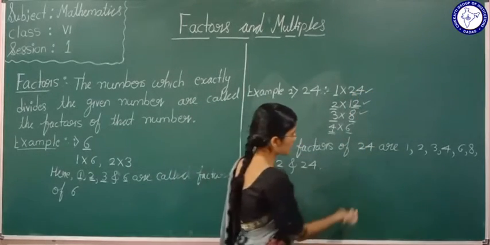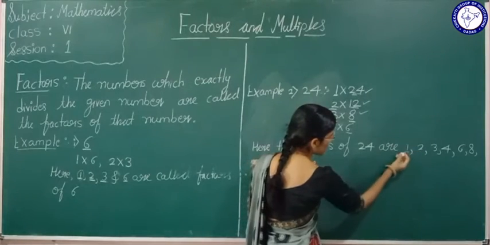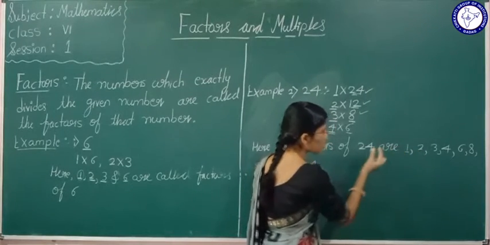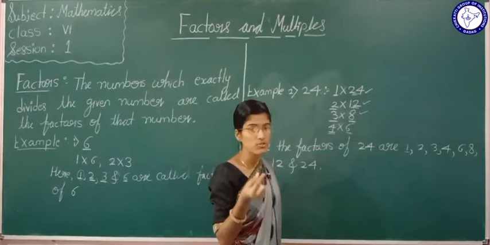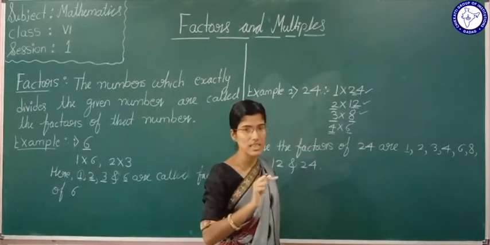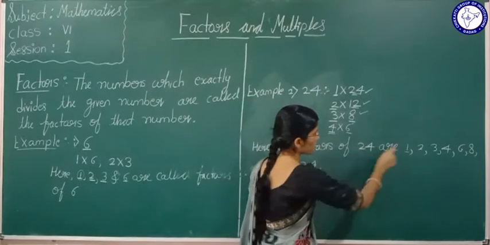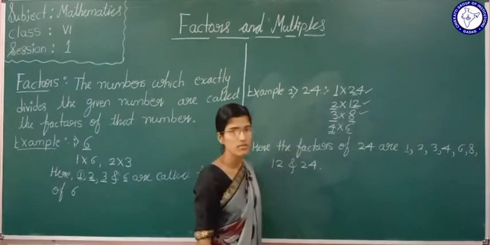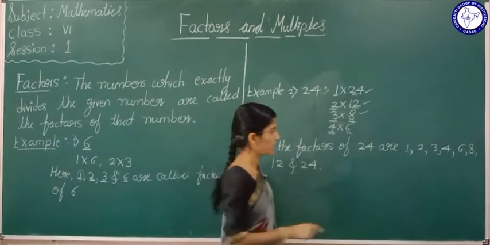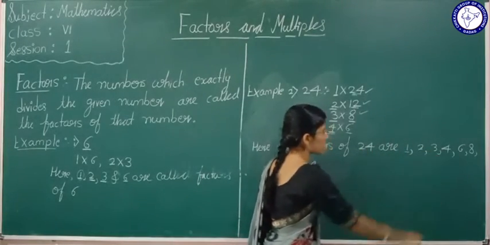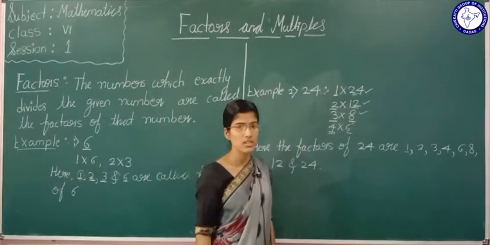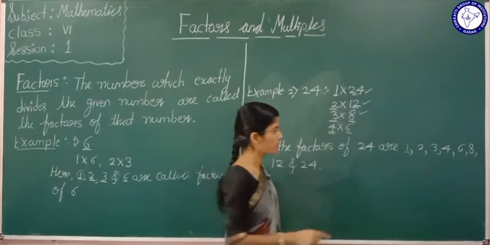Say why I am telling these numbers as the factor? Because if you do 24 divided by 1, what are we getting? 24. Remainder we are getting 0. If you do 24 divided by 2, we are getting 12. Remainder will be 0. If you do 24 divided by 3, we are getting 8. There we are getting remainder 0.